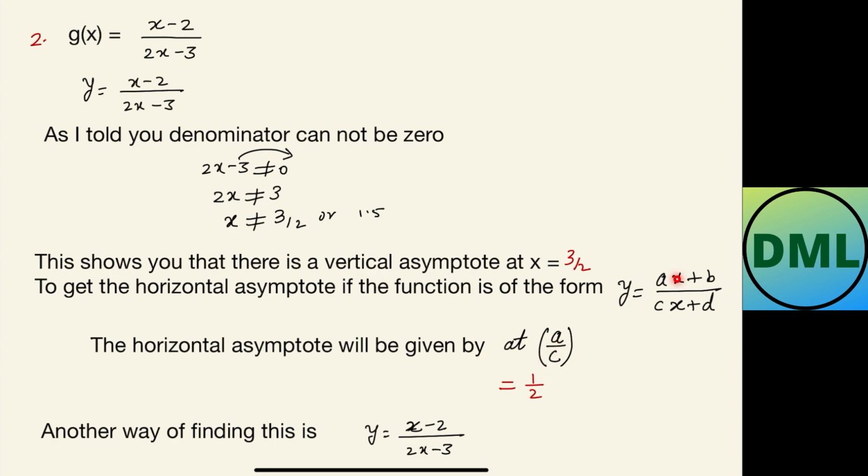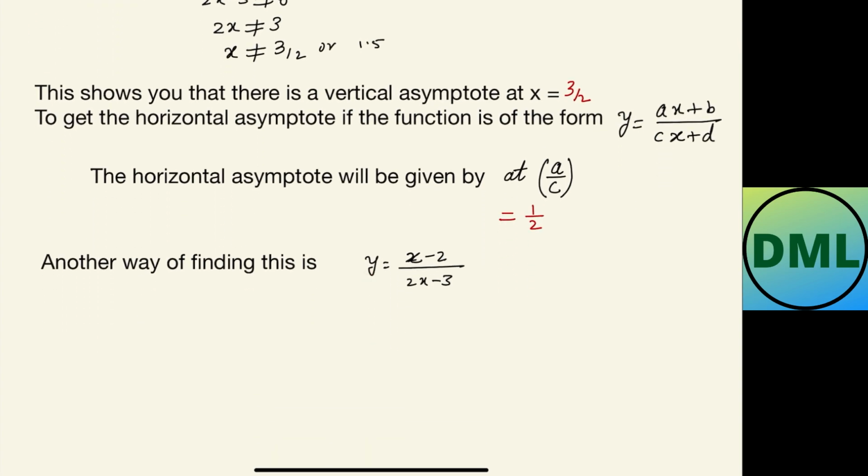What is A? The coefficient of x in the numerator. What is C? The coefficient of x in the denominator. If you divide them, you will get the horizontal asymptote. In my function, y is equal to x minus 2 over 2x minus 3.